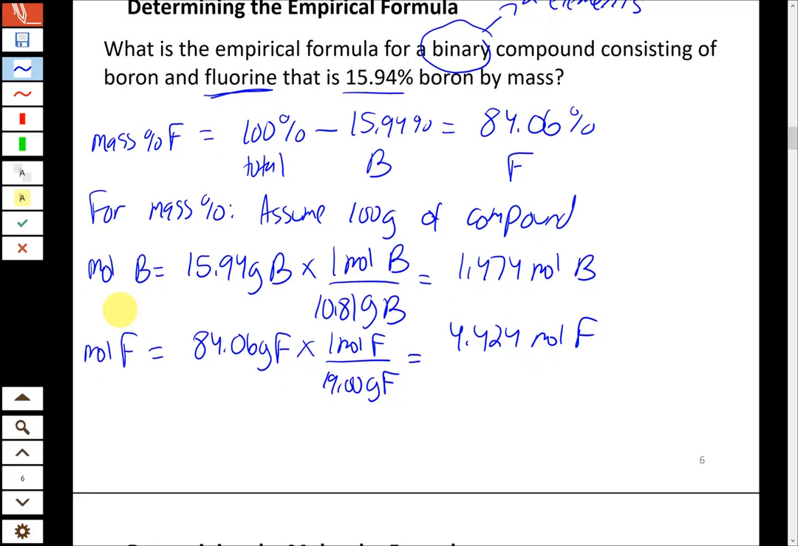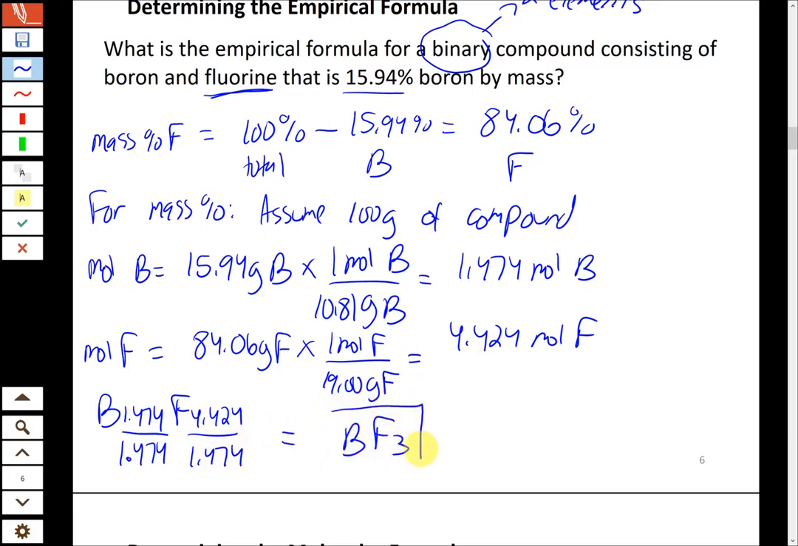But we want to write the empirical formula as smallest ratios. So we start with those two amounts, which are clearly not whole numbers, and we don't want to round them because they're not very close to whole numbers on their own. So that's 4.424. Then we divide both of those by the smaller of the two, which is 1.474. And we don't need to do any additional factoring here because it's just going to come out to BF3 directly or very close to that without any additional operations required.